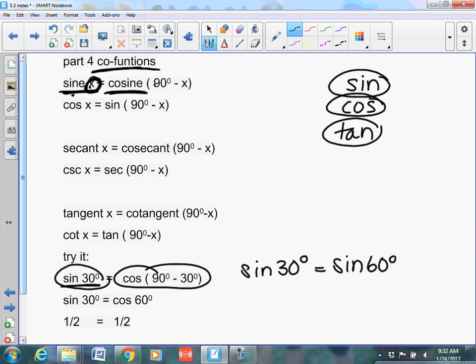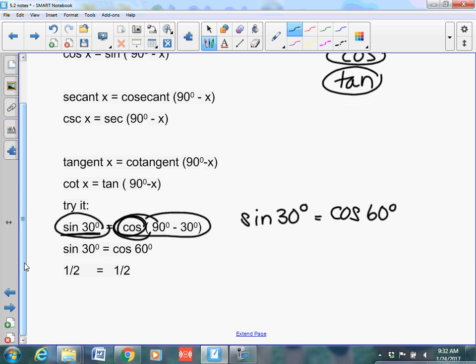Let's see if they're right. Take your calculators out and do the sine of 30. And do the cosine of 60. Are they cofunctions of each other? Are they the same answer? Do you get 0.5 for both answers? I didn't mean sine, it's cosine. Do the sine of 30 and the cosine of 60, and you should get 0.5 for both answers on your calculator. They're cofunctions of each other. I already did it right there.